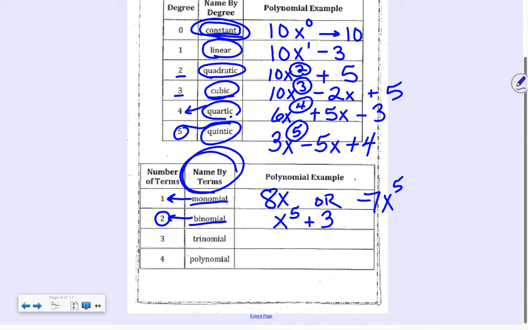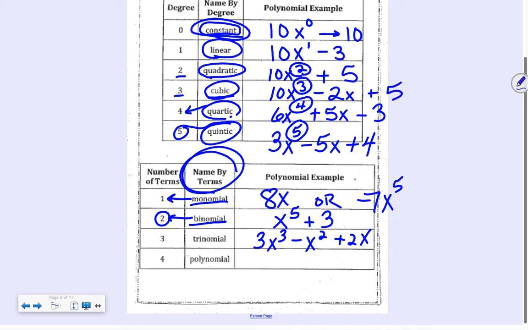That's it. As long as you have a plus sign or a minus sign, that separates monomials. So I have a binomial right there. Okay, where a trinomial would be 3 terms. So I can go what? Let's just throw one at you. 3x cubed minus x squared plus 2x. Okay? So there's a trinomial.